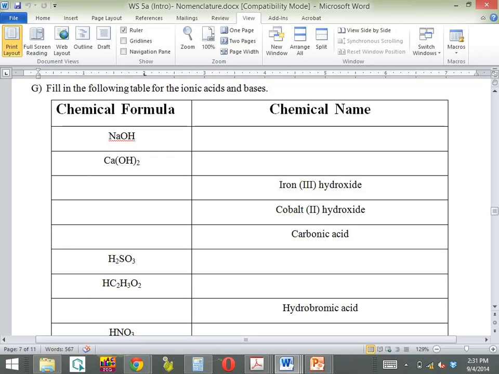Table G is with acids and bases. And we didn't really talk about bases in lecture. Bases are metal hydroxides. So if you see something here that doesn't start with an H or that doesn't have acid at the end of its name, you just name it as an ionic compound, and that'll be fine. And then we've got the acids. Acids start with H. There are different kinds of acids.